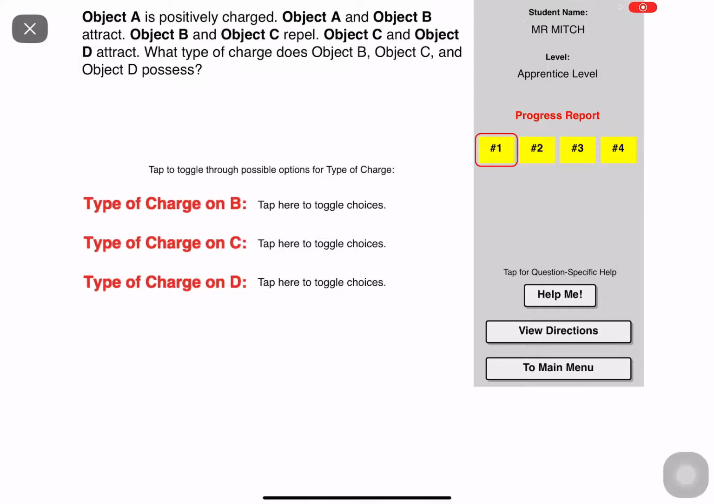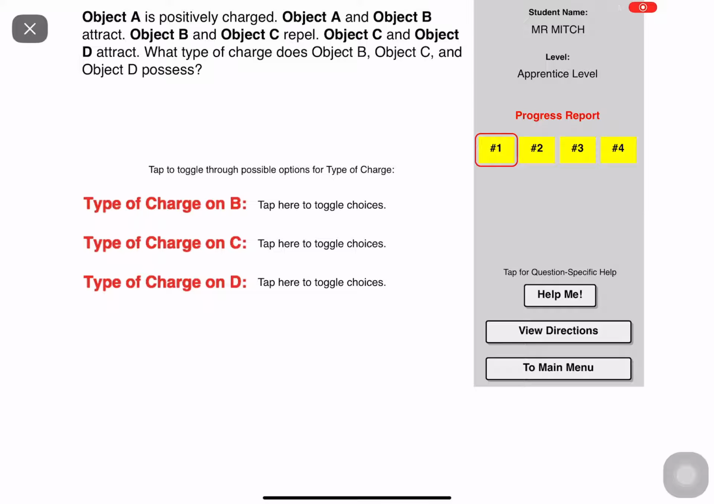Okay, let's move on. It says object B and C repel. Okay, remember, for object B, it could possibly be negative or neutral. If B and C repel, that means B is no longer neutral because neutral things cannot repel. All right, so B and C must be negative, like charges repel.